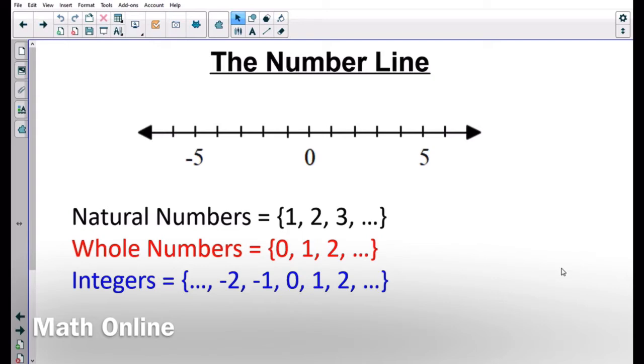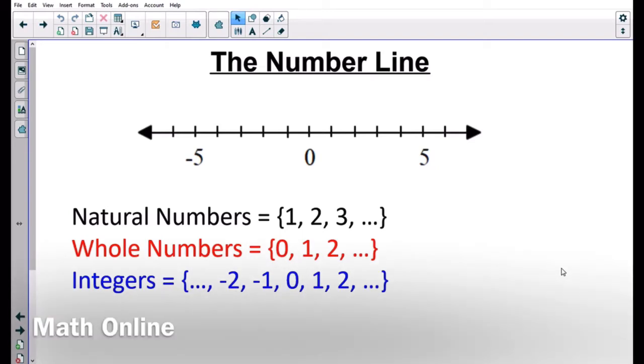Now, the whole numbers are literally the natural numbers, but we are including on this set the 0, okay? So the 0 is also included on the whole numbers. That's the only difference between natural numbers and whole numbers, okay? So now, finally, the integers. The integers is a combination of natural numbers, whole numbers, and negative numbers, okay? So now we're adding the negative numbers with the integers, okay? That's part of the data set.